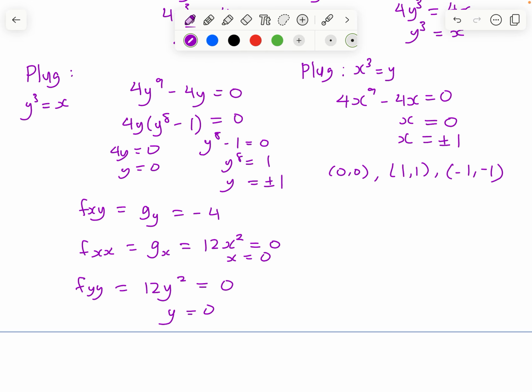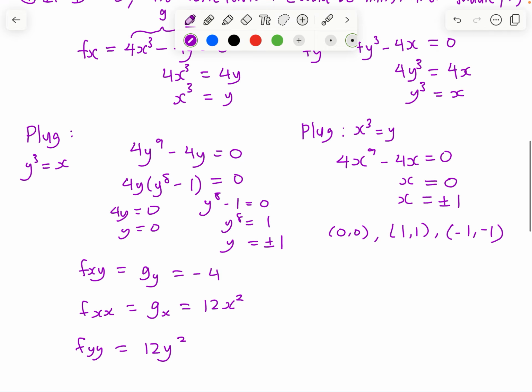So it just proves the point that we have x equals to 0 and y equals to 0, but that is not too important in terms of setting it equal to 0. So we actually don't have to do it. It's just to help us understand. But the most important part is to know what fxx, what fyy, and what fxy is.